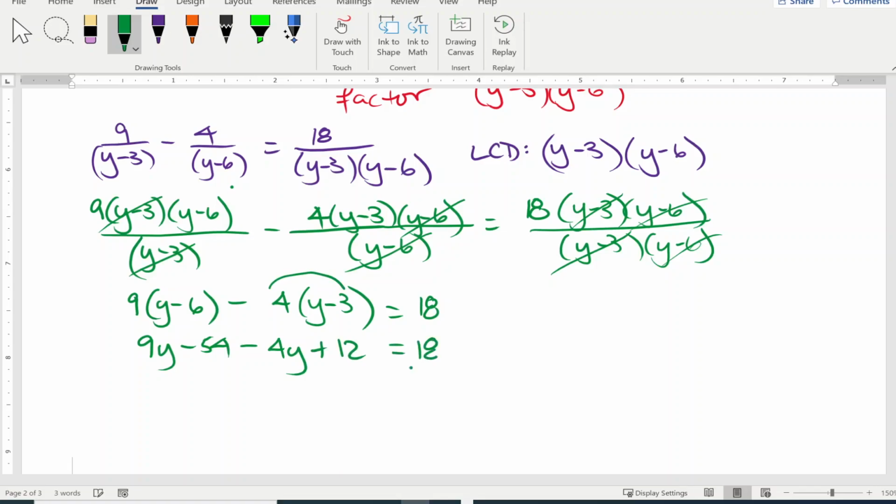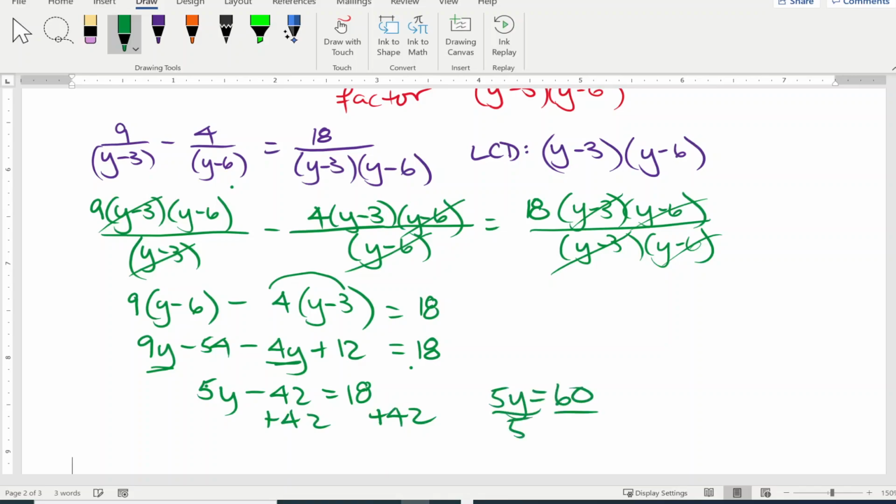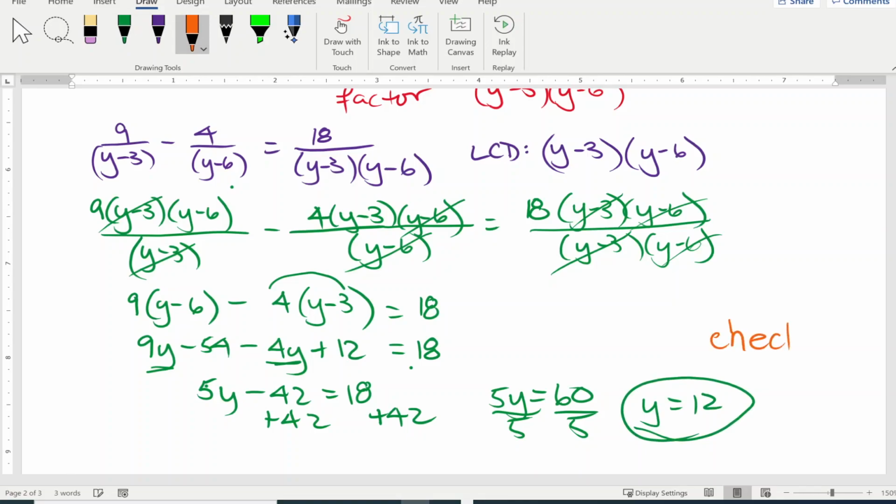is equal to 18. So let's combine like terms. So this gives us 5y minus 42 is equal to 18. Let's add 42 to both sides to give us 5y equal to 60. Dividing by 5 gives us y is equal to 12. And again, put that into the original equation, and if you do that, checking when y equals 12, you should get the correct answer.